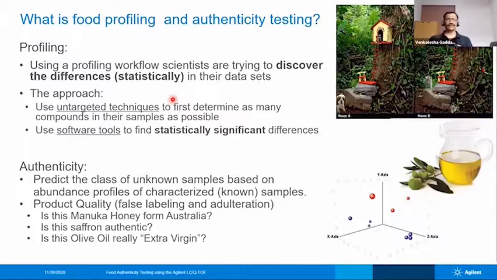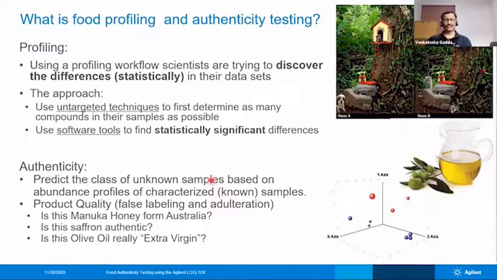Using that, you build a model, something like this here, which gives the red trace or the blue trace, and you use this model to predict which group your unknown samples belong to. That is the authenticity testing, whether it is adulterated or pure.